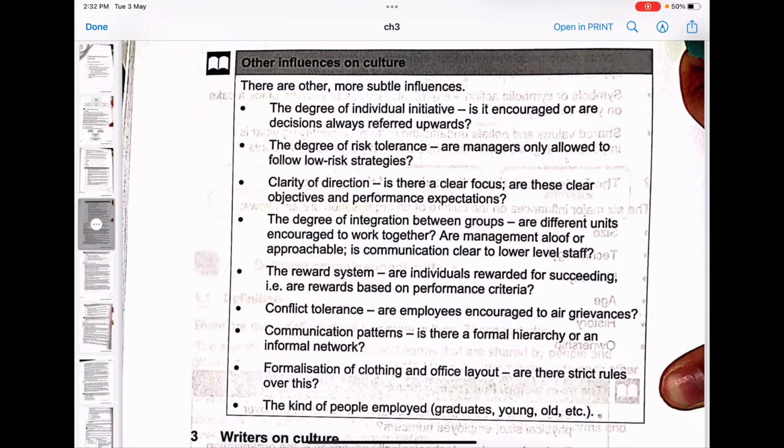The reward system. Are individuals rewarded for succeeding? Are rewards based on performance criteria? Conflict tolerance. Are employees encouraged to air grievances? Communication patterns. Is there a formal hierarchy or an informal network? Formalization of clothing and office layout. Are there strict rules, or what's the situation? The kind of people employed: graduates, young, old, etc. So these are the categories, these are the things which affect the culture of the organization.